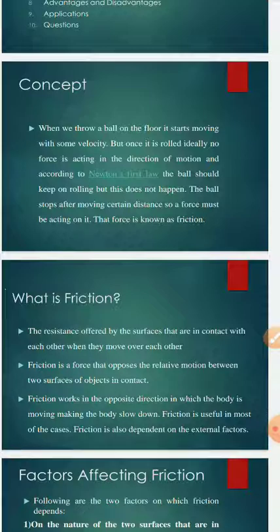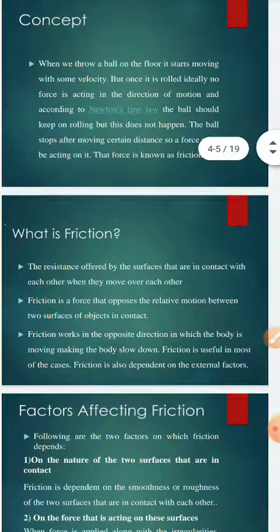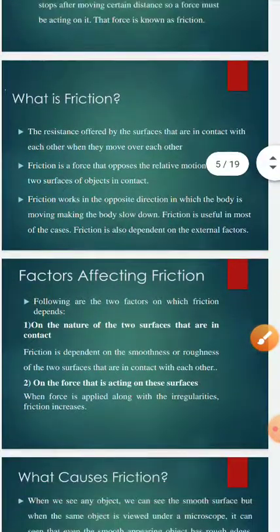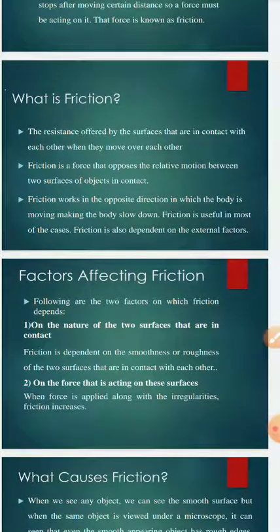Friction is also dependent on external factors. Now we will see these factors. What are the various factors affecting friction? Basically there are two factors. The first important factor is the nature of the two surfaces that are in contact with each other. This is the most important factor.